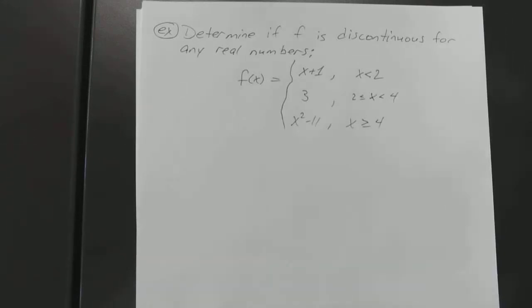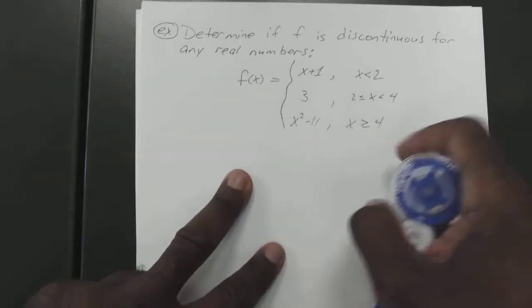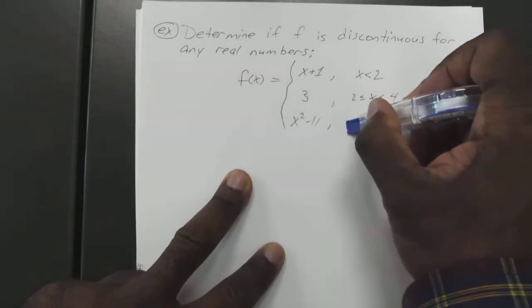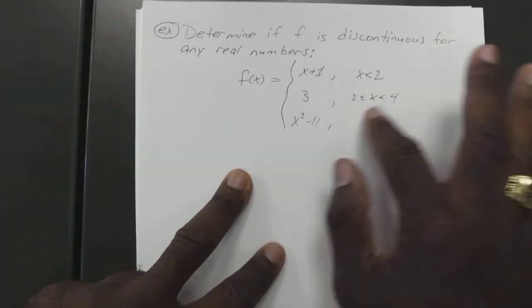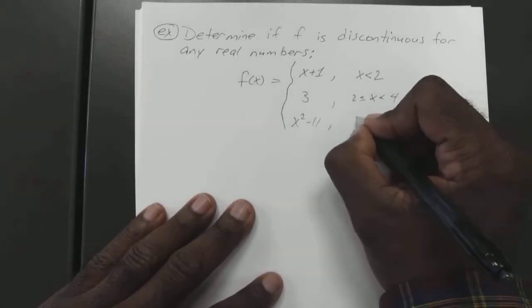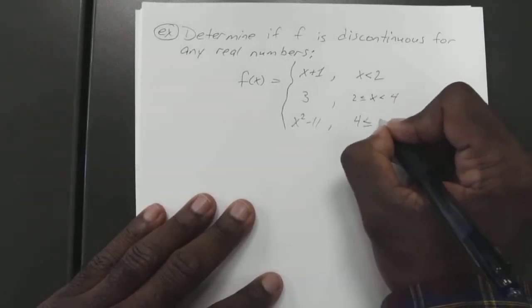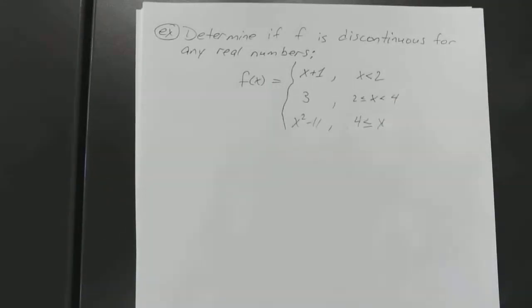And actually, for most of your problems, instead of x is greater than or equal to 4, you'll probably see it written as 4 is less than or equal to x, which is the same thing, but I didn't want you to see it and think it was done differently.